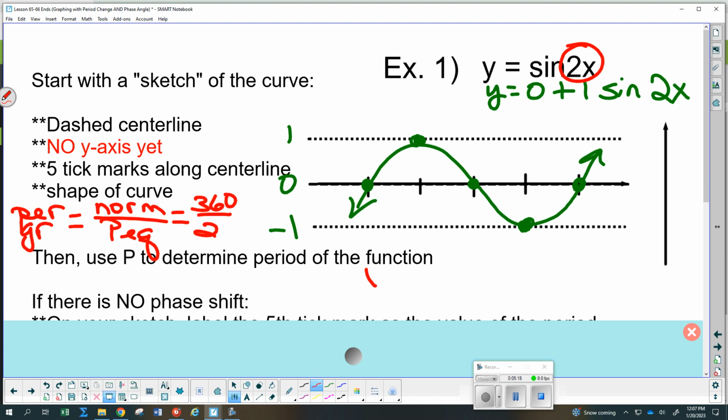Now I don't really want this on my graph, so I'm kind of going to do it down here. That means from this starting center line point till I've done a complete period, that has to be 180 degrees, right? That's from that center line increasing to the next center line increasing has to be 180 degrees. You said there was no horizontal shift, right? So this is still 0, and this has to be 180 degrees away. So Eli, what goes in the middle?